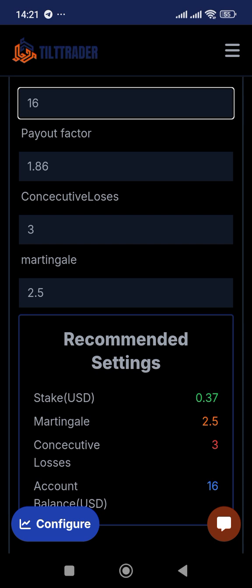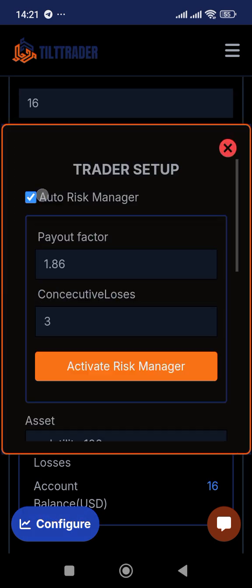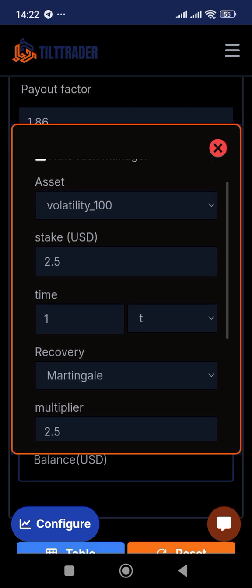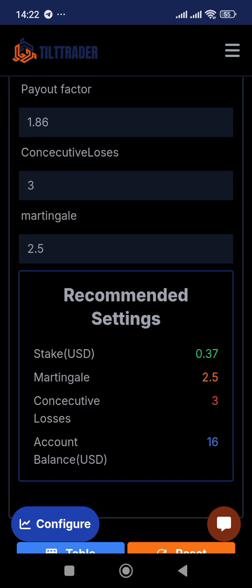And when you go to configure right here, you can still use it here. Just click on auto risk and then consecutive losses and then activate risk manager. As you can see, by default my stake will be 2.5 based on my account balance. You can actually use it while trading without coming to do the calculations here. Just go to the configuration, key in, and then it will calculate automatically.